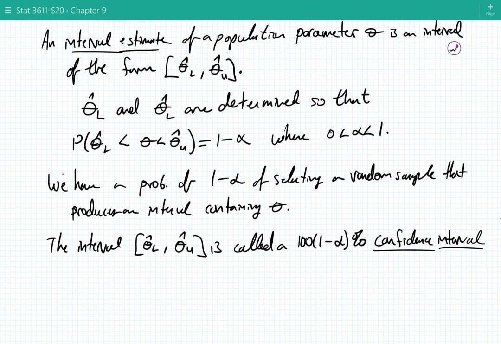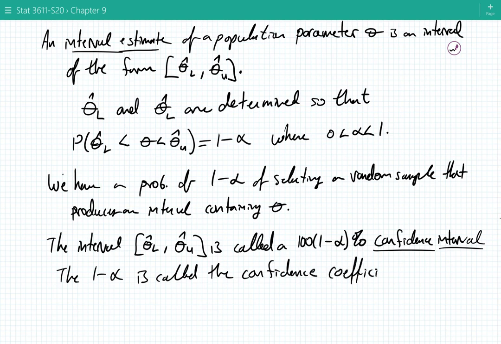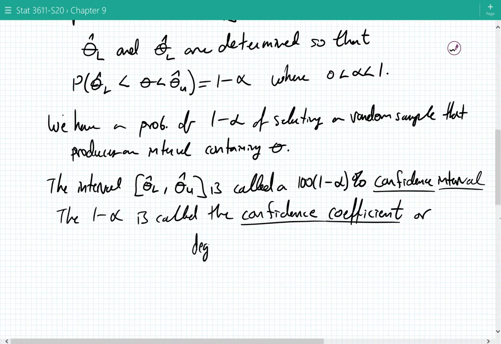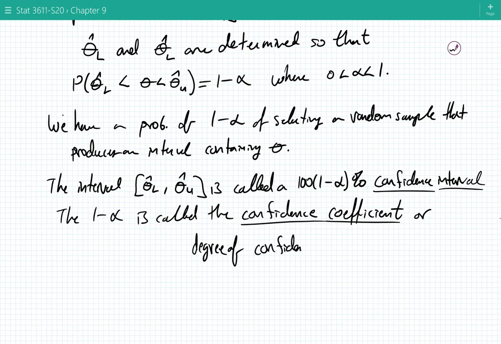All right. The interval, confidence interval. The 1 minus alpha, we refer to as the confidence coefficient, or degree of confidence.